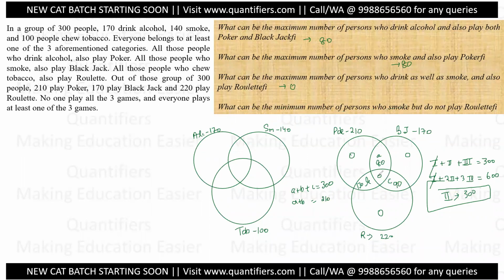Is that clear? Jitne bhi log alcohol wale hai, wo poker khelte hai. Jitne bhi log smoke wale hai, wo blackjack khelte hai. Ab alcohol wale poker wale category mein hai, smoke wale blackjack wale category mein hai. Ab mujhe unko roulette ke saath bhi common karna hai. तो मुझे तीनों गेम्स का कॉमन एरिया चाहिए जो कि वैसे ही जीरो है. Is this clear? Yes or no?